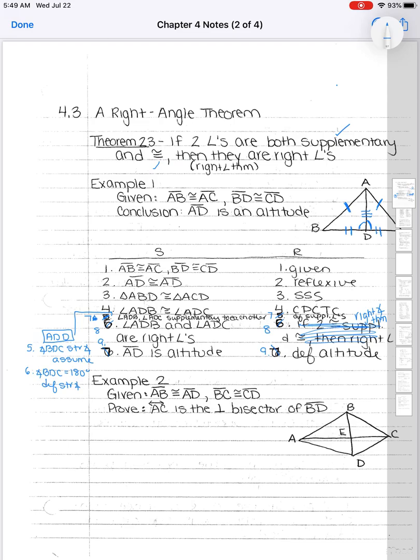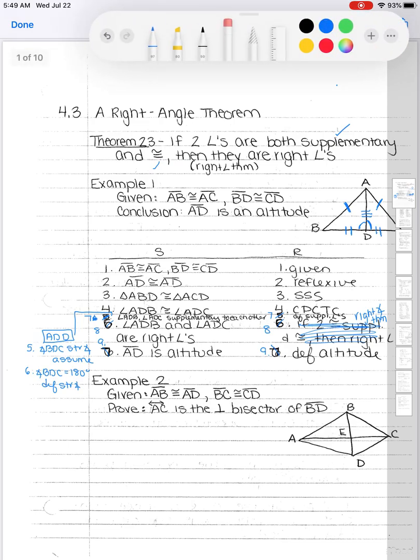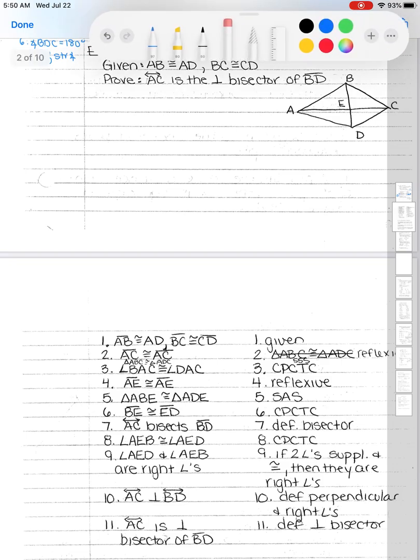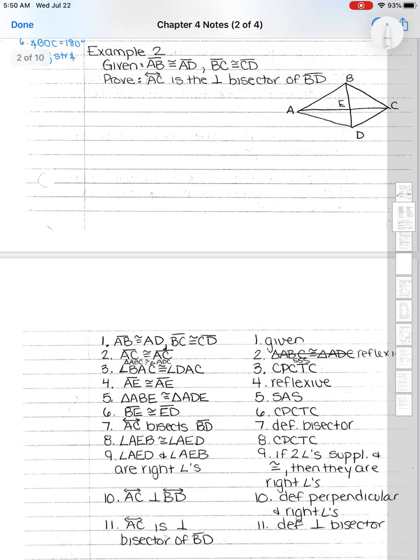Then once we show that angle ADB and ADC are right angles by the right angle theorem, then we know that it's an altitude. So then we can say that AD is an altitude by definition of altitude. Because again, the definition of altitude just states that you have right angles. So that would be it. So that would be a nice 9-line proof. So that's a good one.